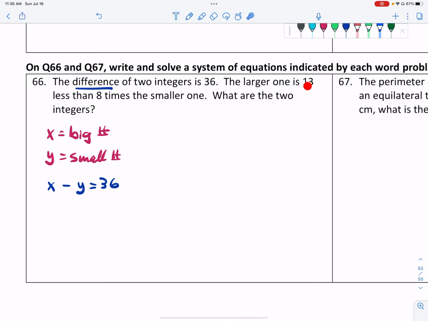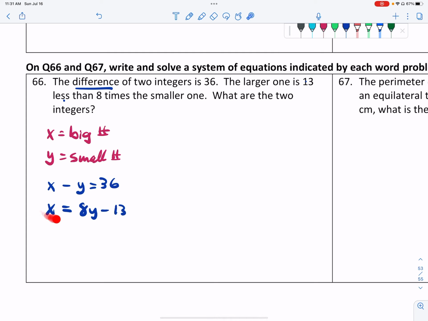The larger one is 13 less than 8 times the smaller one. All right, so remember we said that the big one is x and the small one is y, and just follow the logic of the sentence here in order to write your equation. The larger one is x, so I would say x is equal to 13 less, so that means I have to subtract 13 from something. It's less by 13. 8 times the smaller one. The smaller one is y, so it's 8y, and then it has to be 13 less than that, so we're going to take away the 13 from that.